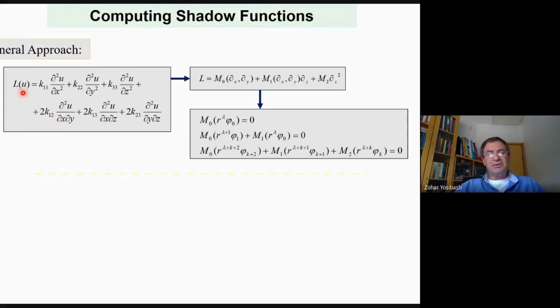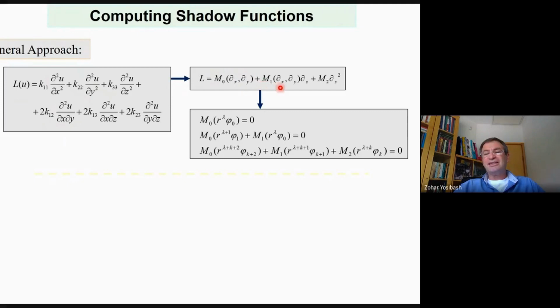So we take this operator and we split it into 3. We take all the terms which have only derivatives in x and y. These are associated with the 2D solution. So this M0 for that problem will be k11 times the second derivative with respect to x, then k22 times the second derivative with respect to y, and twice k12 times the second derivative of u with respect to x and y. So this is the 2D operator.